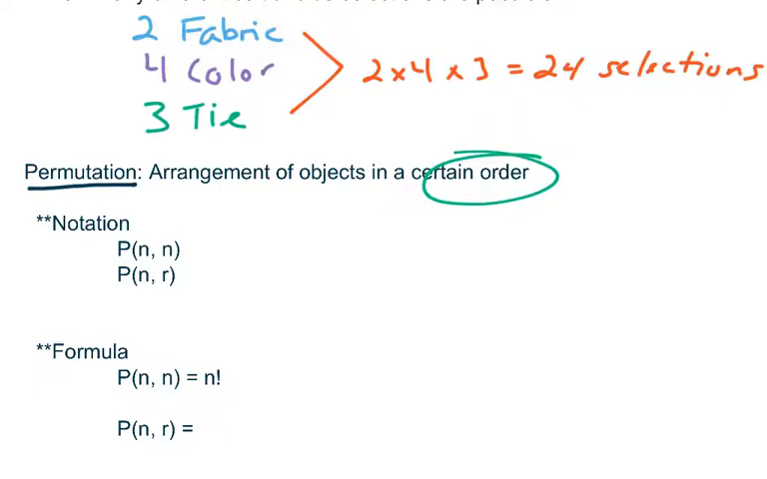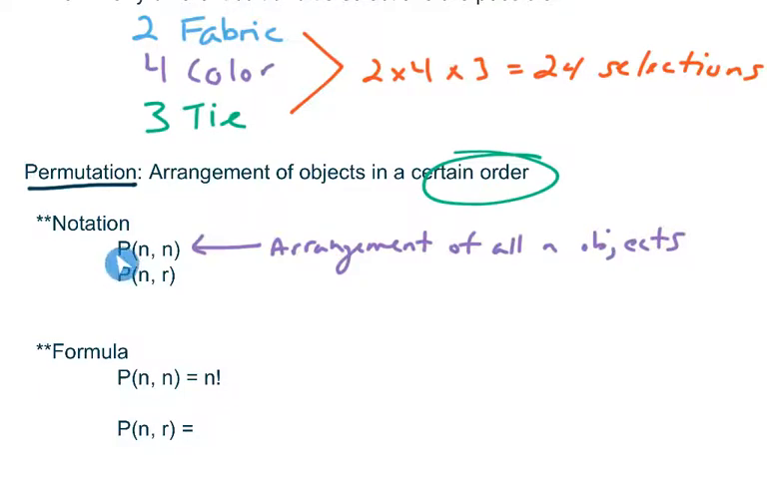Okay, so the notation, you're going to see it two different ways. You can see in the textbook P, parenthesis, N, comma, N. So what this means, let me write this out for you. This one right here, this one in purple, is the arrangement of all N objects. So if we have 7 coins or 7, whatever, and we want to arrange all 7 of them, it would be P7, comma 7. It would be the arrangement of all N objects.